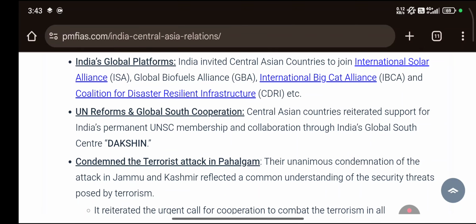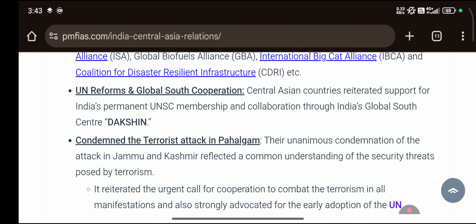Next point is UN reforms and Global South cooperation. Central Asian countries reiterated support for India's permanent UNSC membership and collaboration through India's Global South Center, Dakshin. As we all know, India is such a vast country with such a wide variety of language and culture, and the huge amount of soft power that it holds in the world, and still we have no permanent membership in UNSC, which is again, we know how USA and China control it altogether. But Central Asian countries backed India for UNSC membership, so it is very important.